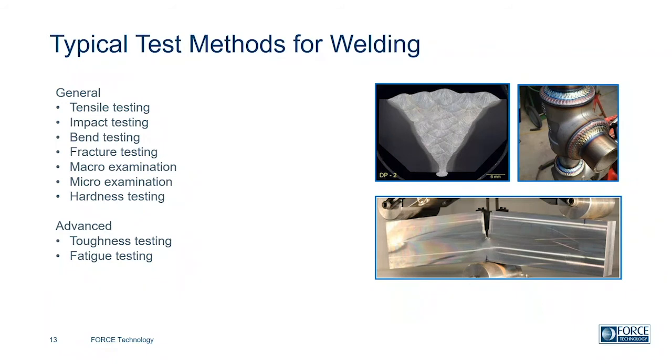But of course, today we're focusing on welding. The typical methods, and I'm sure the vast majority of you out there are familiar with these, or at least have heard these before. Tensile testing, impact testing, bend testing, fracture testing, macro examination, micro examination, hardness testing. And then a little bit more advanced is our toughness testing and our fatigue testing. That toughness testing there is the fracture toughness testing.